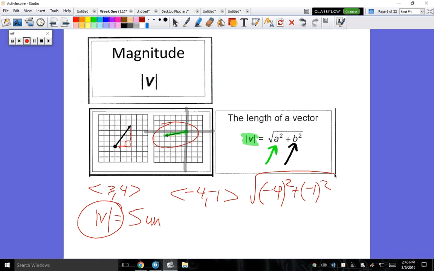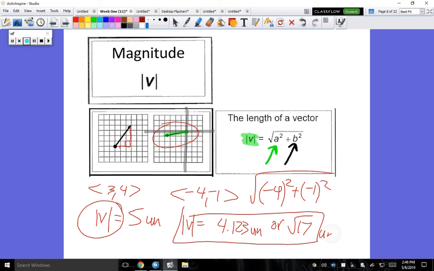Those of you handy with the calculator, if you could do that. The square root of what? 17, which is 4.123. Really? That's cool. Units, or root 17. Easy, right? Okay.